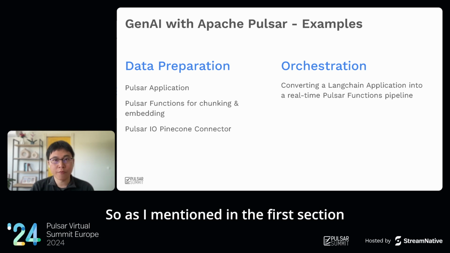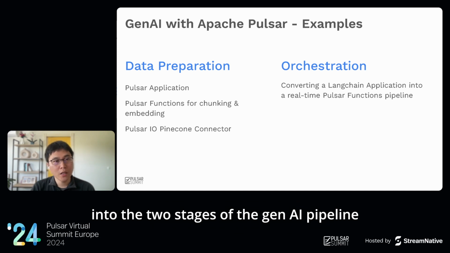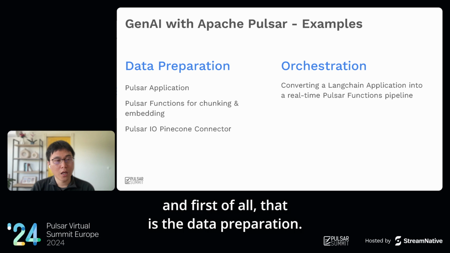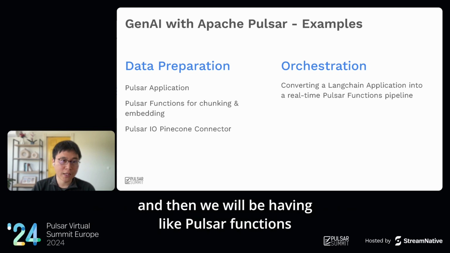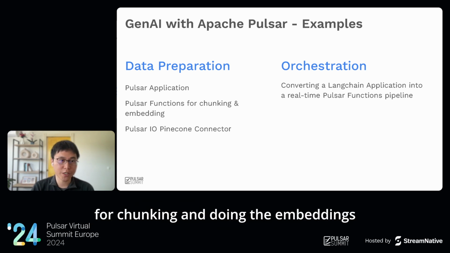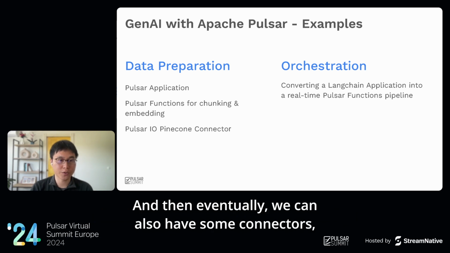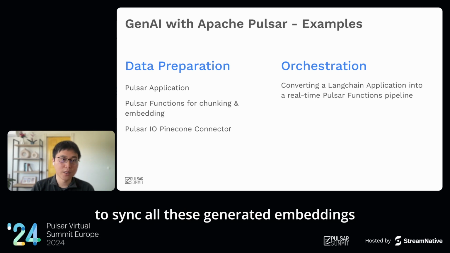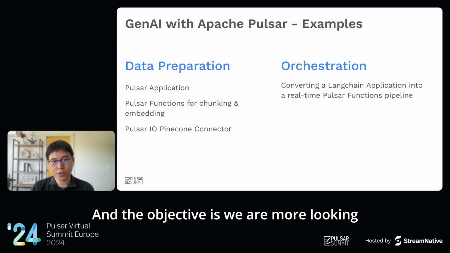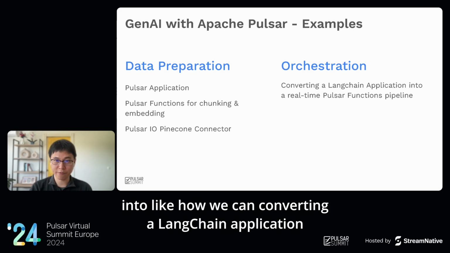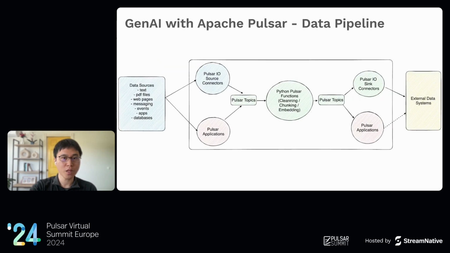As I mentioned in the first section, our examples will mainly look into two stages of the GenAI pipeline. First of all, data preparation. We can have Pulsar applications publishing data into Pulsar topics, and then we will have Pulsar functions for chunking and doing the embeddings of this data. Eventually we can also have connectors, let's say the Pinecone connector, to sync all these generated embeddings into a vector database, Pinecone. And for orchestration, we are looking into how we can convert a LangChain application into a real-time Pulsar functions pipeline.